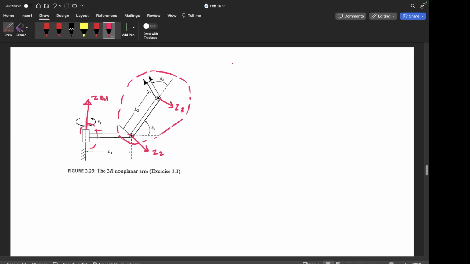Okay, so let's write the DH parameters. Link twist, link length, joint displacement, joint angle. Again, please attempt the question parallelly on your own also. This is not a very complicated question.